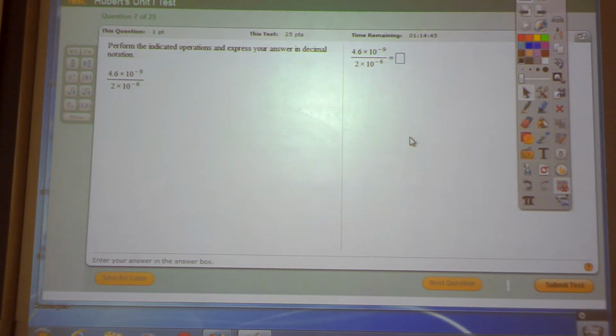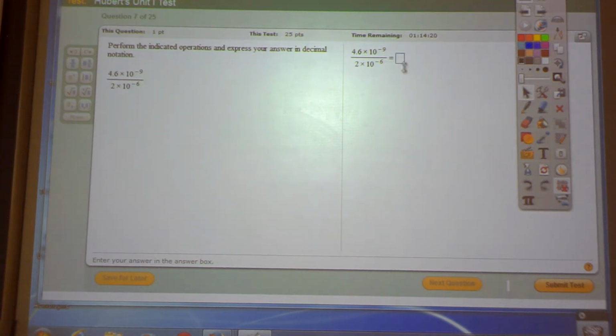I'll do the first part. 4.6 divided by 2 is 2.3. I'll do that for you. I had already done that. Good. Hopefully you were going to do the calculator part. I've already done. Okay, well then subtract the two exponents. What's negative 9 plus 6? Negative 3. That's right, you're done.